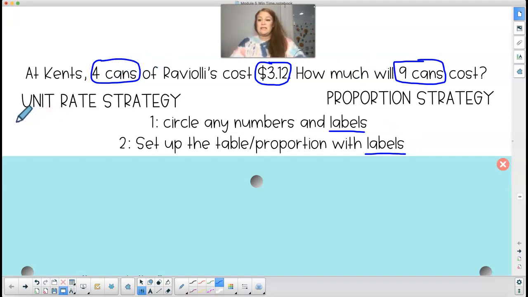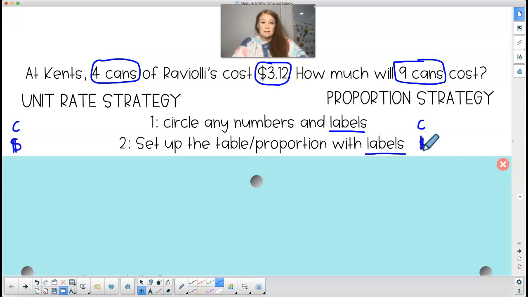So I'm going to put C for cans. And we're talking about dollars. So I'm going to put a $ sign to represent my money. Now it's not super important what the labels are. You just need to know what they mean. I usually just choose the first letter unless they are the same. So over here, I'm going to get my cans and I'm going to get my money.